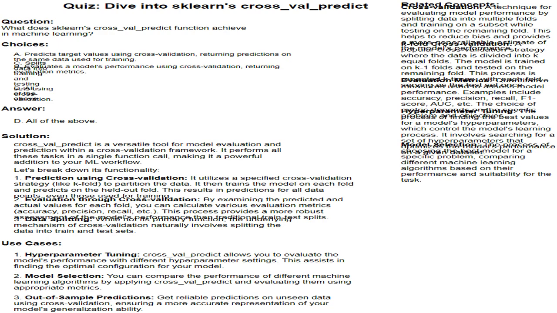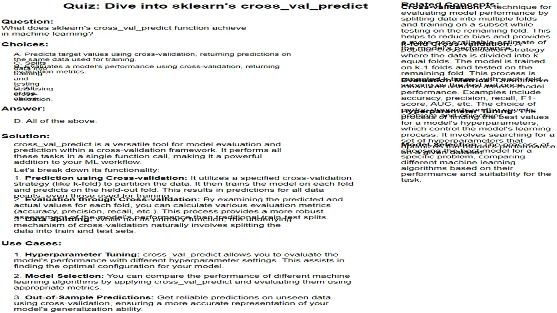In a fraud detection system, you might use cross_val_predict to get predictions on new transactions. The model will have been trained and validated on past data, ensuring it can accurately detect fraudulent activity in new, unseen transactions.